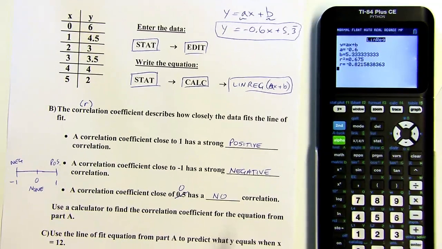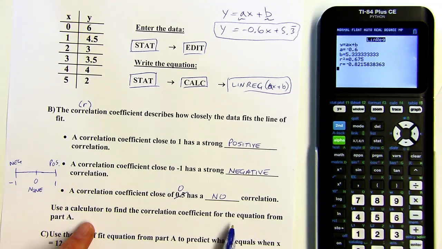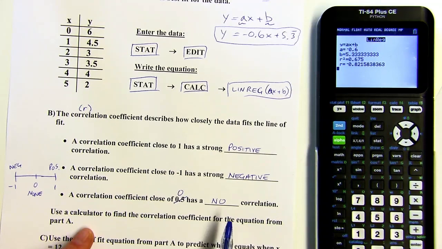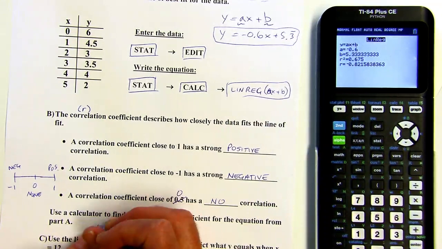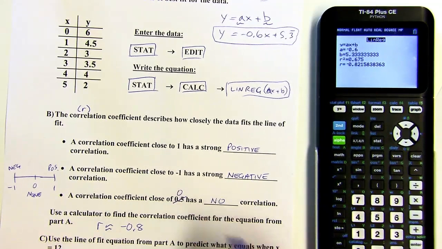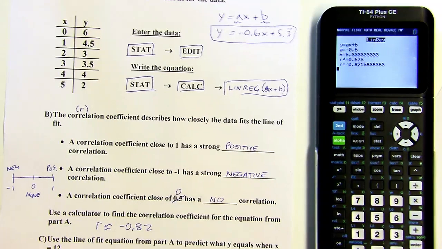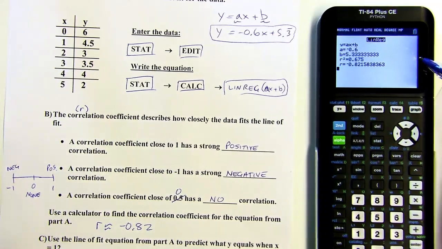All right, so now we're going to use the calculator to find the correlation coefficient for the equation from part A. I've already done this calculation, and R is on my screen. So R is about negative 0.82. Now, on some calculators, it might not show the R. I'm going to show you how you can get the R on there if it's not on there.